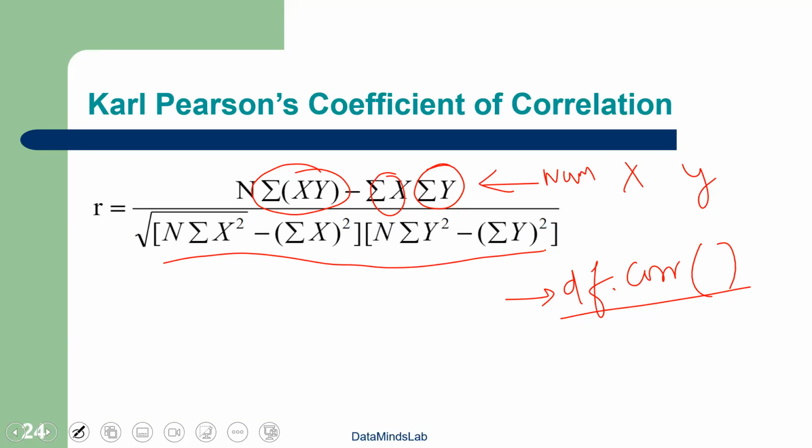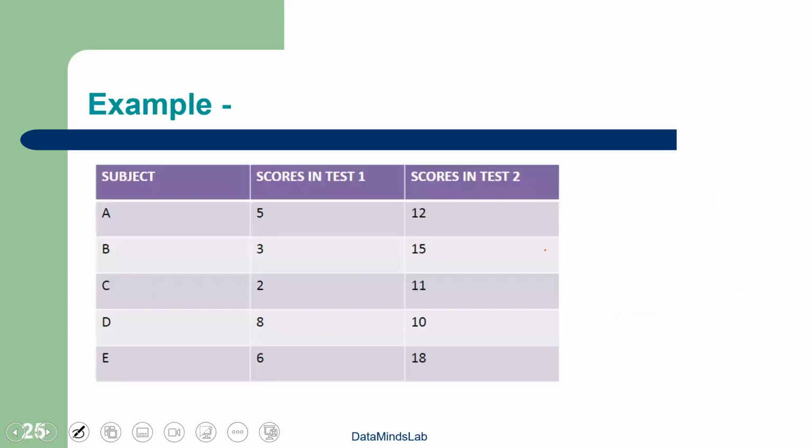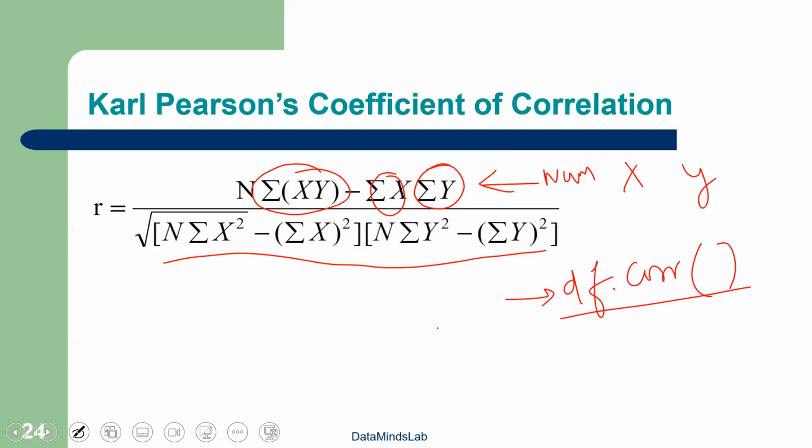So it looks complicated, but you can always do a certain kind of tabulation, and I'll give an example here. Think that there is test one score and test two score, and here I have 5 data points A, B, C, D, E, and this is what it looks like: 5, 3, 2, 8, 6, and 12, 15, 11, 10, and 18. So if I go back and check this, first I need to get the product of it, then the summation of x, summation of y.